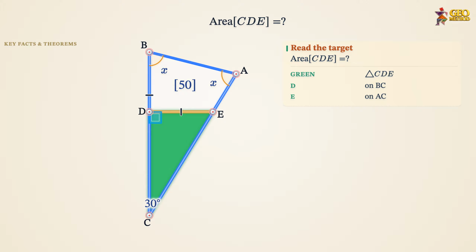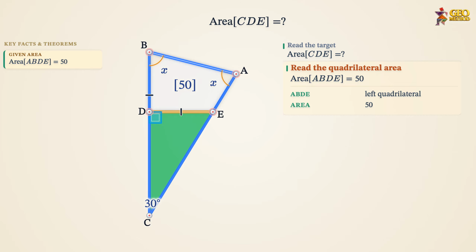The green shape is triangle CDE, tucked into corner C, with D sitting on side BC and E sitting on side AC. Our whole job is to find its area, so let us gather what the figure gives us. The white region next to it, quadrilateral ABDE, is given to have area 50. This is our one number, so the plan is to turn it into a fact about our shared length.